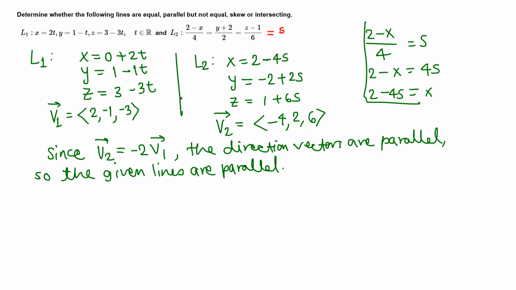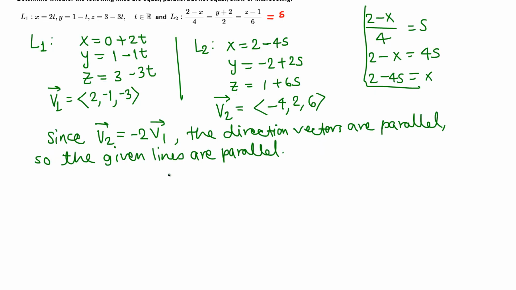Now they can be the same line, so we need to check if they are the same line. Sometimes they are parallel, and now they are parallel. Now we need to check if they are equal or not equal. The idea is we want to solve these equations to see if they have a common point. If we can find just one common point in these two lines, then we have infinitely many common points, I mean, they will be the same.